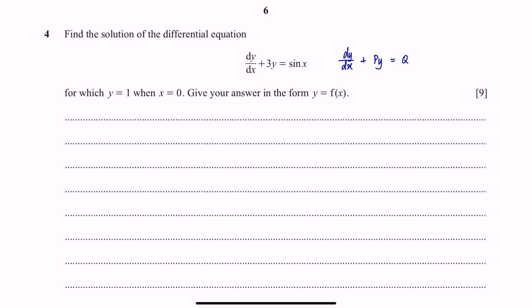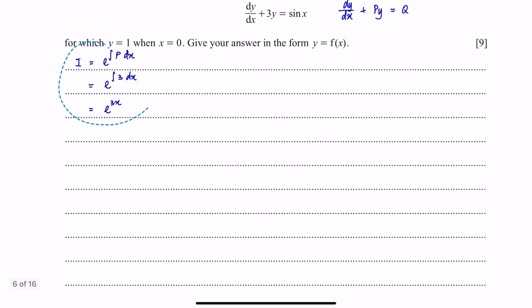So I is basically exponential to the power of the integration of p. So in this case, it's the integration of 3, and the answer would be e to the 3x. This will be the first step.